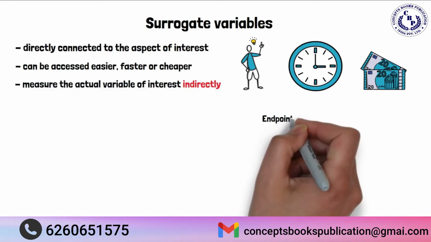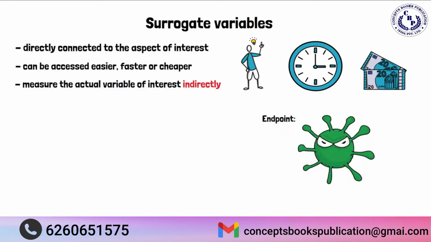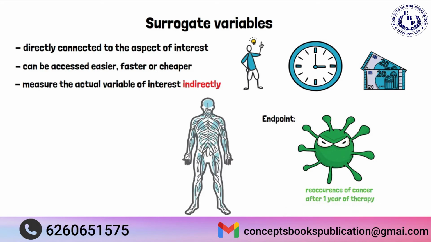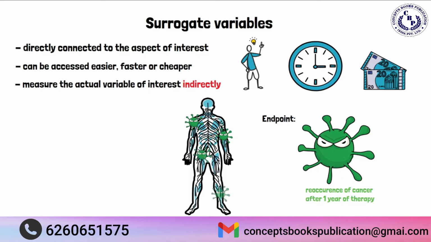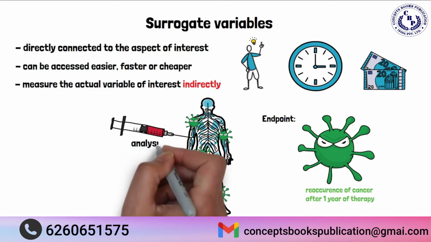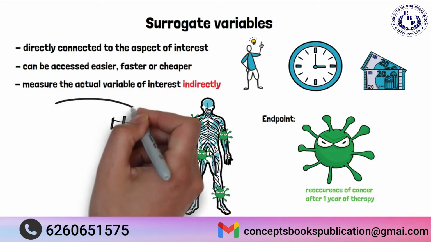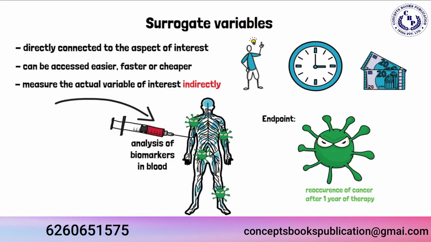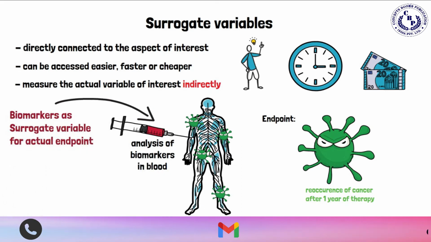For example, the endpoint of a trial investigating a medication to treat cancer could be the reoccurrence of cancer after 1 year of therapy. Identifying cancerous cells in the entire body is not possible. However, a minimally invasive method that is not a huge burden to the patients would be the analysis of biomarkers in the blood. Biomarkers can therefore be used as surrogate variable for our actual endpoint, which is the presence of cancerous cells in the patient.